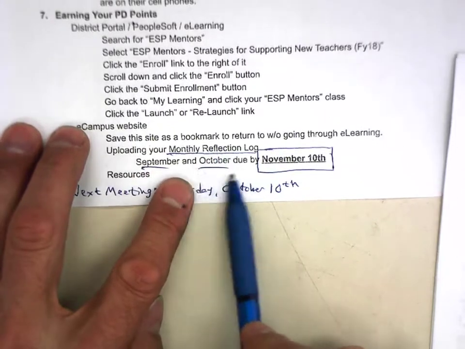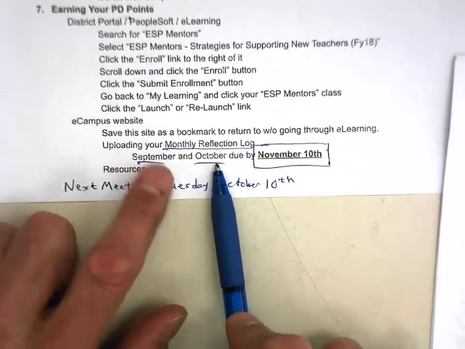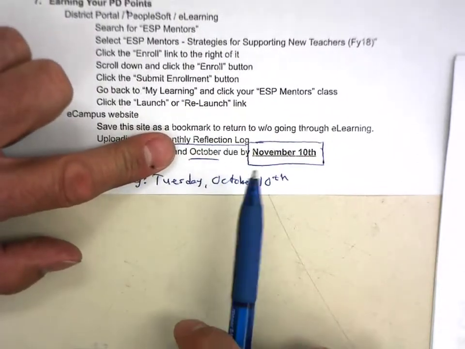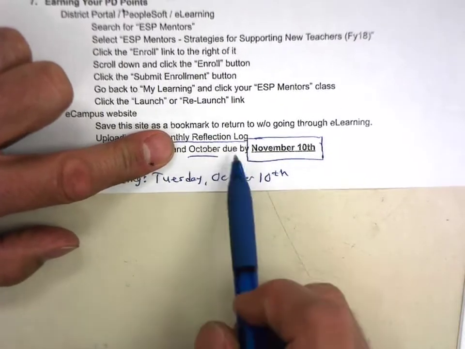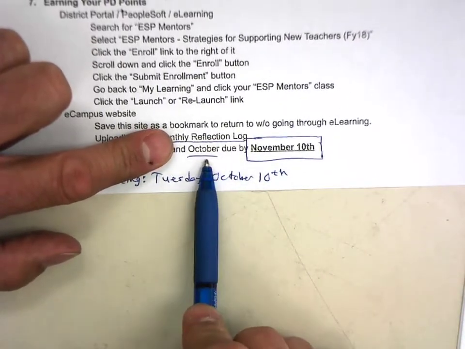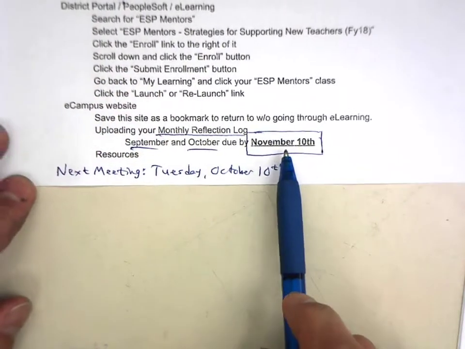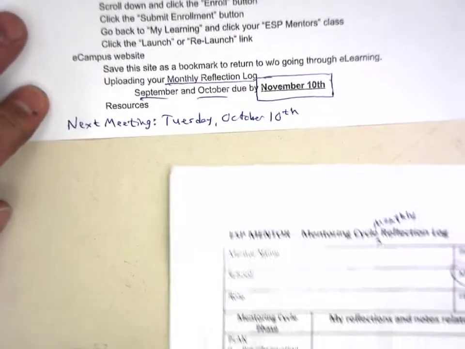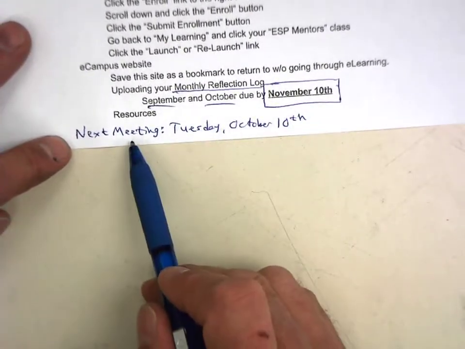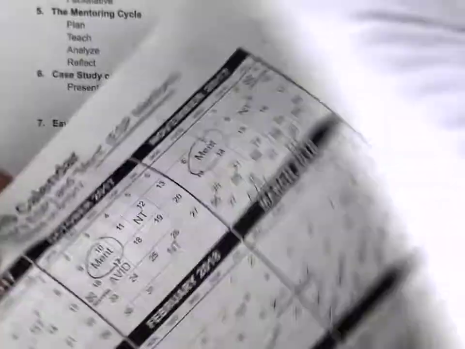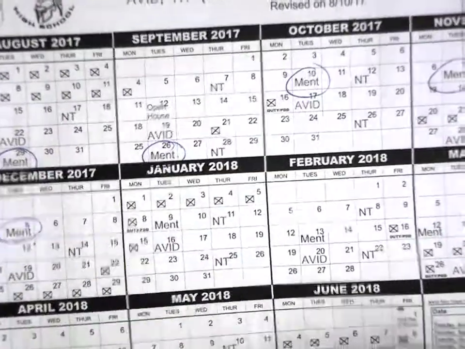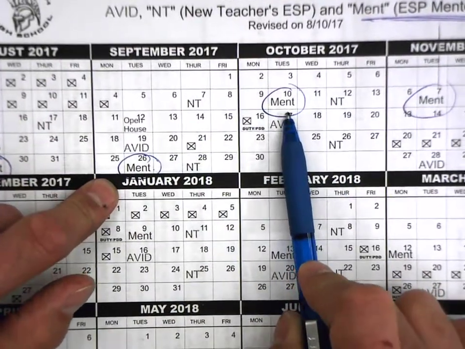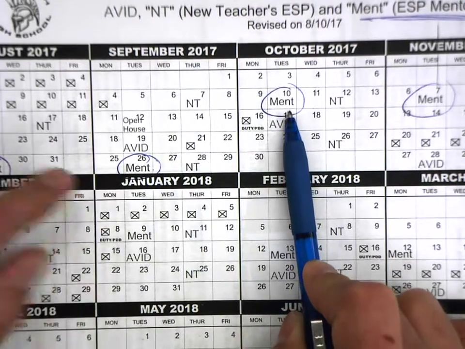And October, you definitely need to do something for October. But if you did not meet with your mentee in September, that's okay. Don't bother putting "I didn't meet" or whatever, just leave it blank. All right, but there does need to be something there for October. And that needs to be in by October 10th. And remember, this is how you are earning your professional development points. And our next meeting will be on Tuesday, October 10th. So remember the calendar that we have on Google Classroom. So just 2 weeks from now, we're going to meet on October 10th on Tuesday in my classroom.